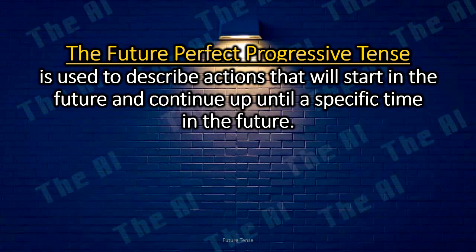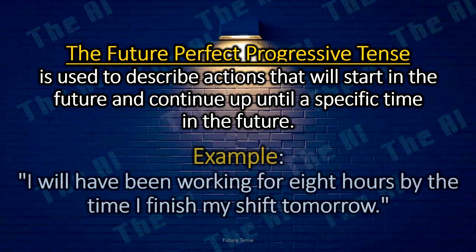The future perfect progressive tense is used to describe actions that will start in the future and continue up until a specific time in the future. For example, I will have been working for 8 hours by the time I finish my shift tomorrow.